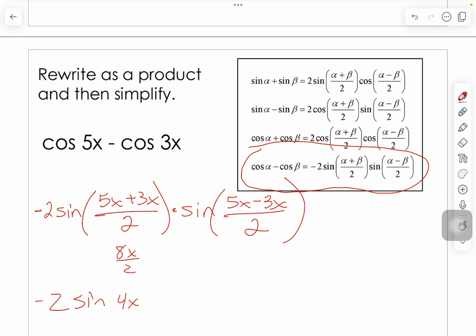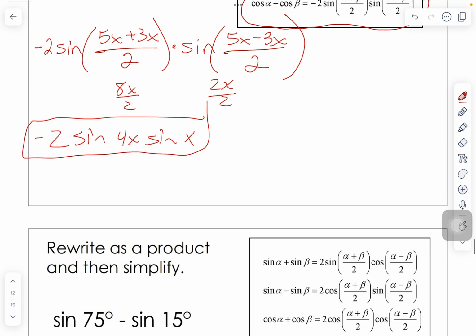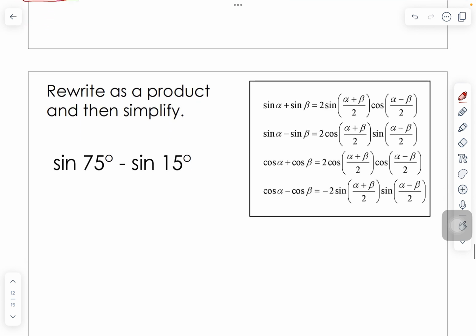Don't forget about the negative 2. And then the other sine, I'm going to subtract, so 2x over 2, which is just going to be x. And that's how I put that back in as a product. Okay, do this with an actual set of angle measurements.